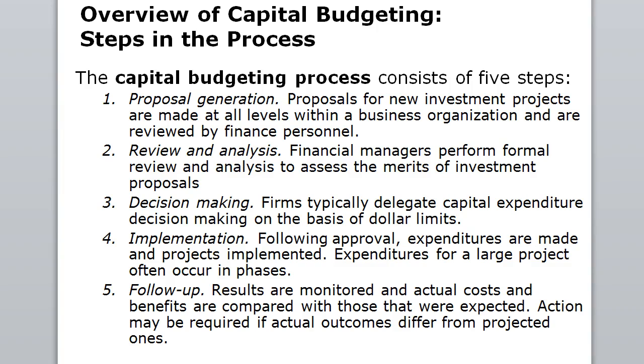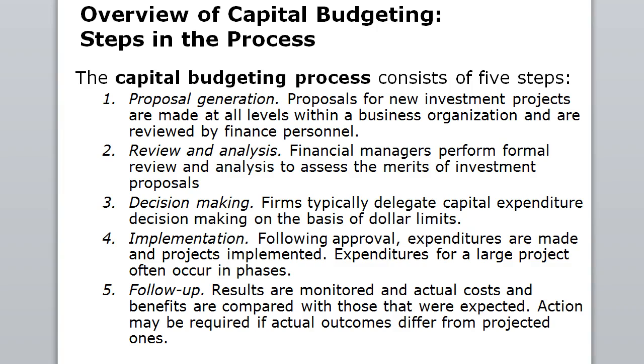So once the proposals are put together, there's a review and analysis in step 2, where financial managers perform formal review and analysis to assess the merits of each investment proposal. And investment proposals basically have 2 big elements to review: the rate of return and the risk of the returns. So these are the 2 things we want to know. How much money is this going to make us, and how risky is it?